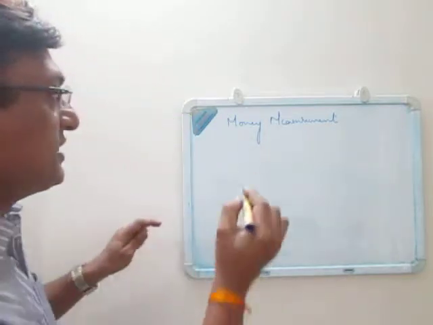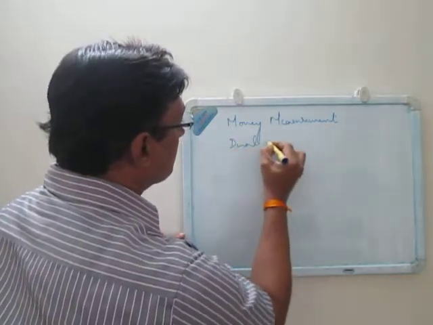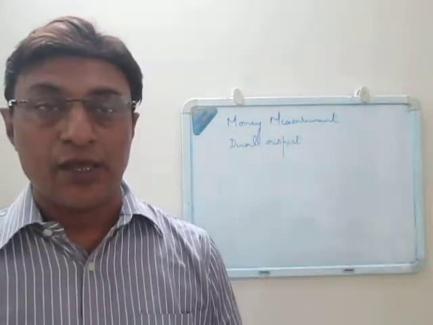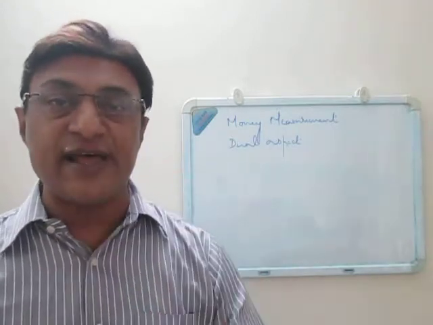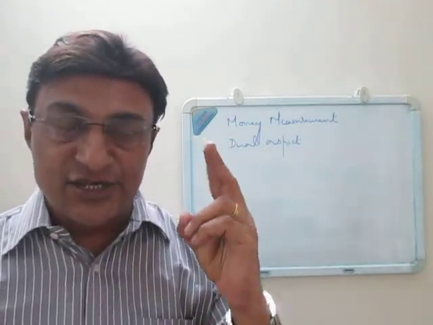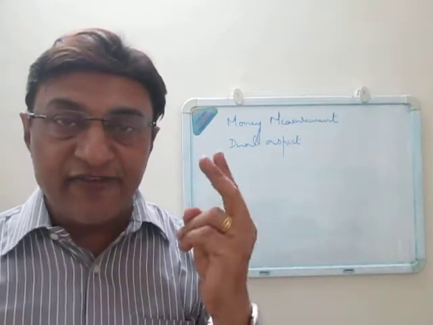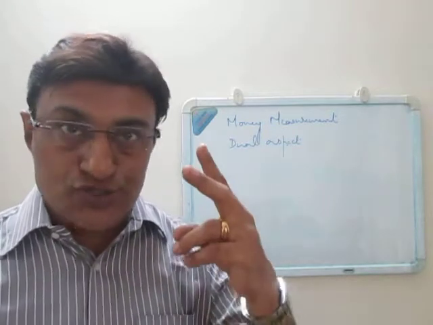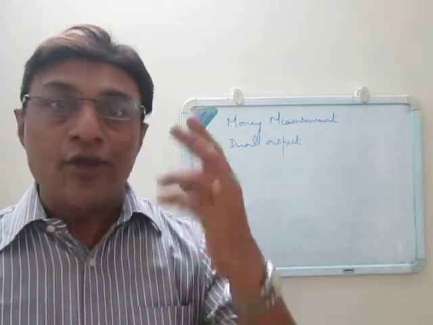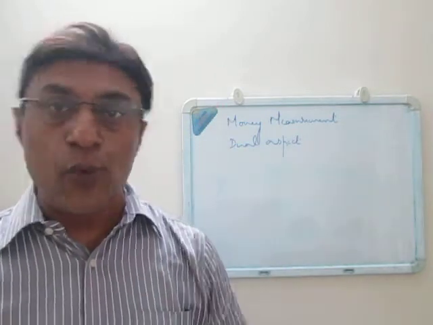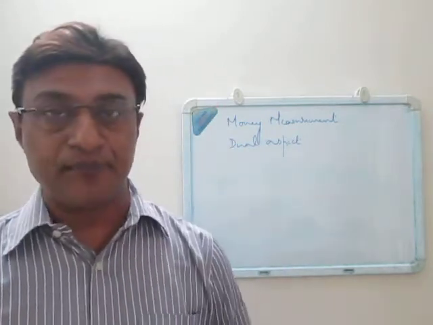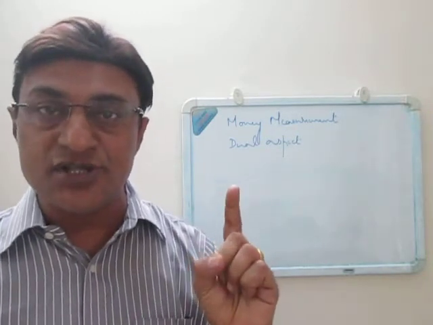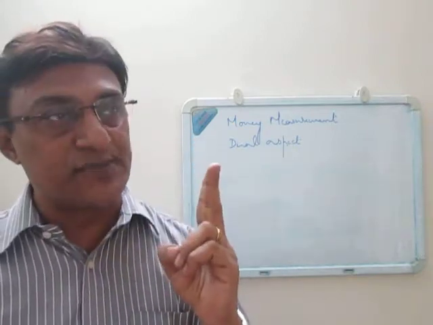The second was the dual aspect. Dual, double or twofold. The dual aspect concept. Every transaction affects two things. The identification of those two things is the beginning of accounting. And those two things are normally the two accounts, one of which is debited and the other is credited. So the money measurement concept, the dual aspect concept.